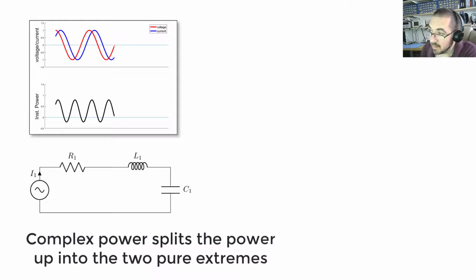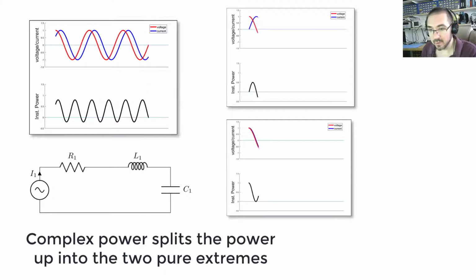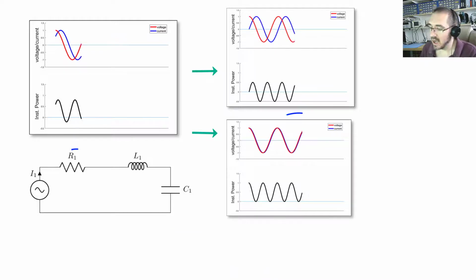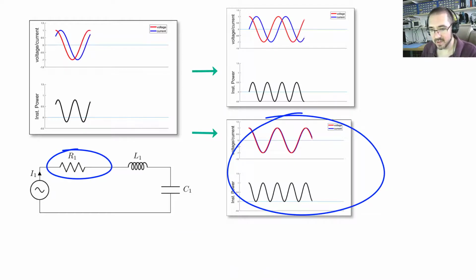So when we have the mixed case like this, complex power is an attempt to split the system into two idealized systems. One which is the real power, that's the power that looks like this, and the other one which is the reactive power, and that's the power that looks like this.